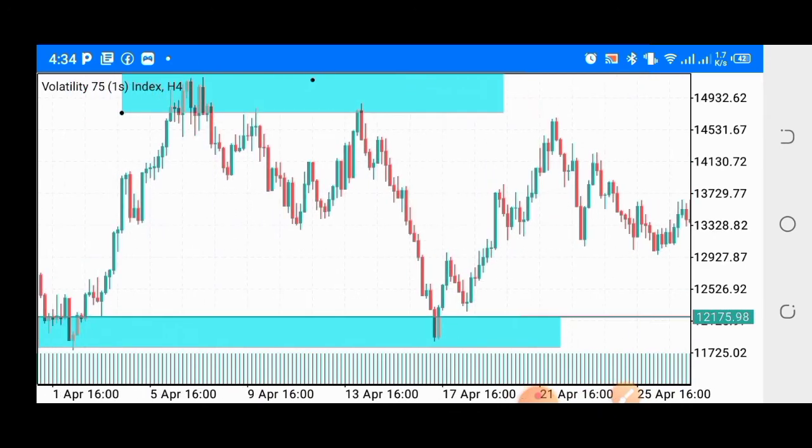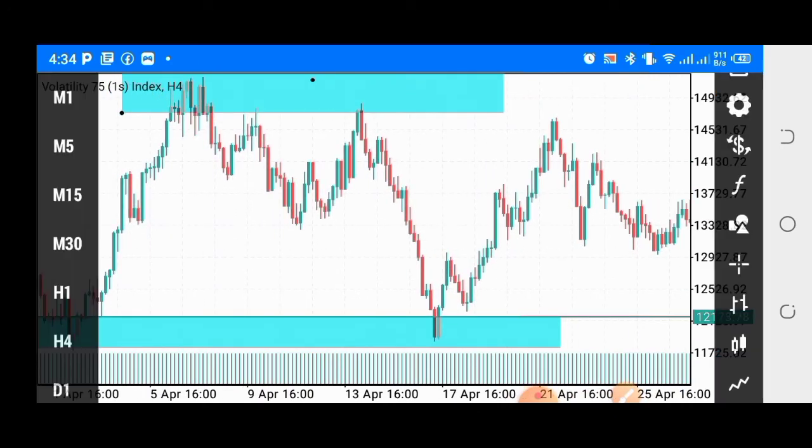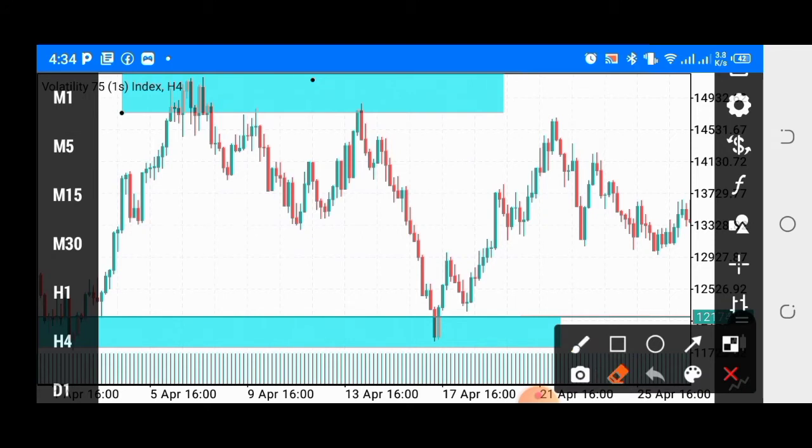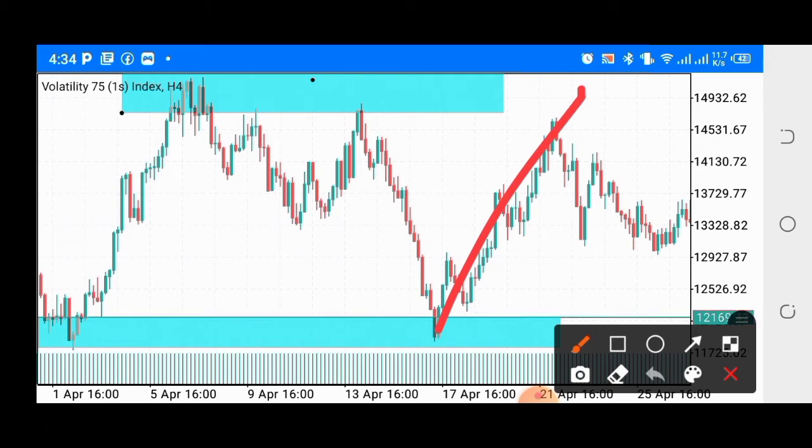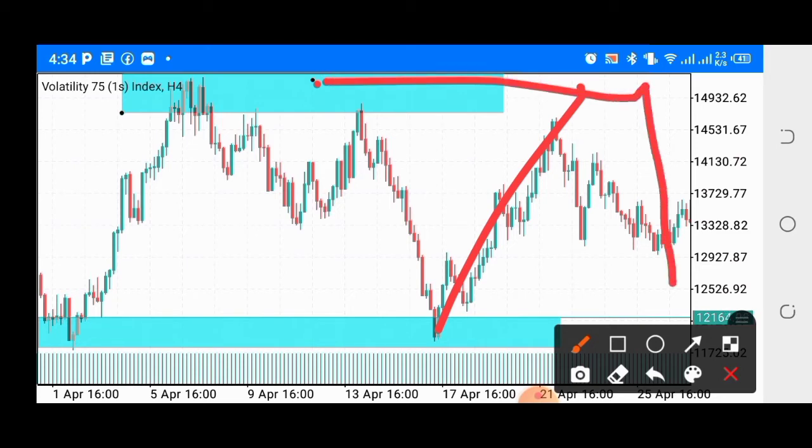Alright, so from this point here, this market moves to this point and hits this resistance level. Hit this resistance level, so there is every probability that this market is likely to come back to this point. Let's check that out.